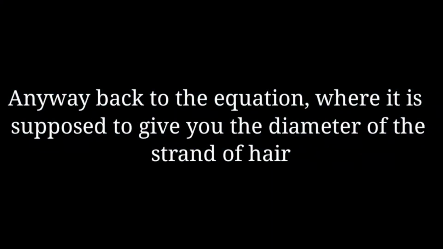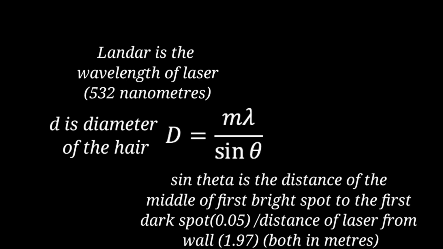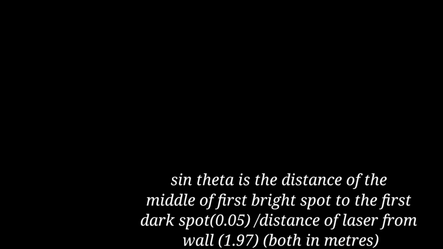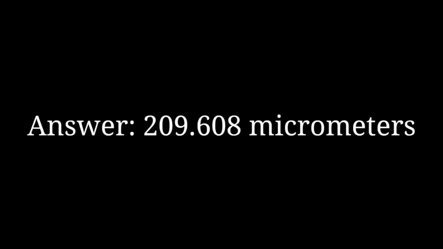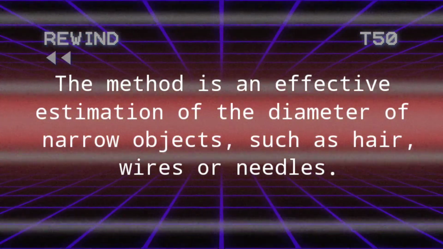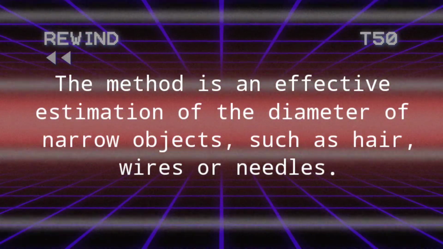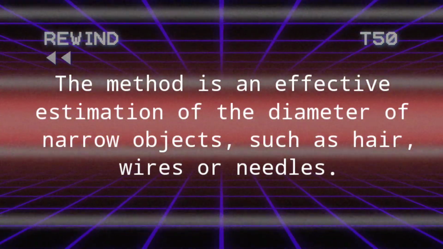Anyway, back to the equation, where it is supposed to give you the diameter of the strand of hair. Lambda is the wavelength of the laser, d is the diameter of the hair, and sin theta is the distance of the middle of the first bright spot to the first dark spot over the distance of the laser from the wall. The method is an effective estimation of the diameter of narrow objects such as hair, wire, or needles.